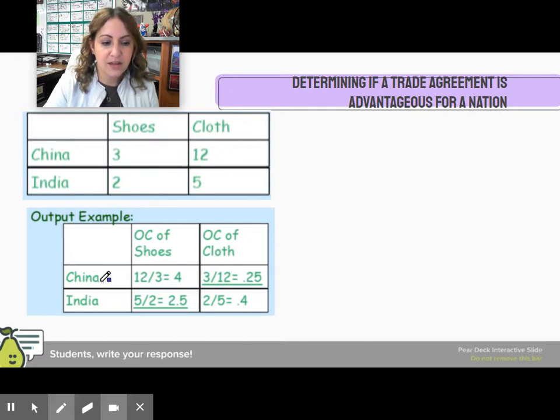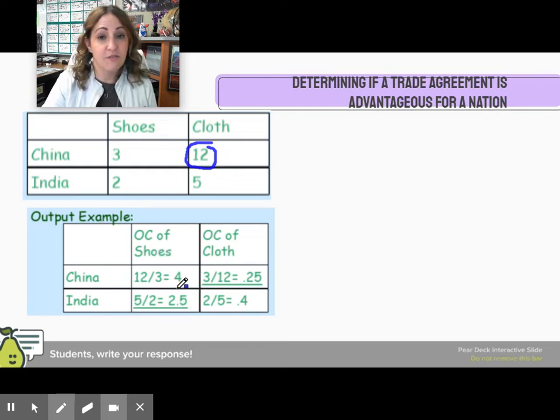So when it comes to cloth, it's going to be China. So China's producing only cloth. They are producing 12 cloths, not any shoes, because they're going to specialize. For India, it looks like India has a comparative advantage in shoes because while China has to give up 4 cloths to make a shoe, India only has to give up 2.5 cloths to make a shoe. Remember, it's in units of the other thing, the opportunity cost. And so India is giving up the fewest cloths per shoe, so they should produce all shoes, no cloths.